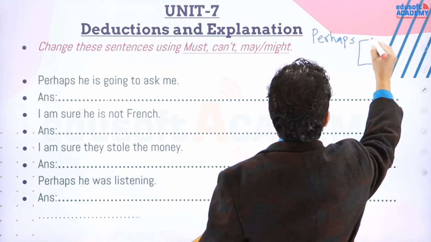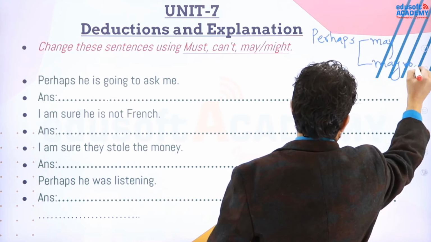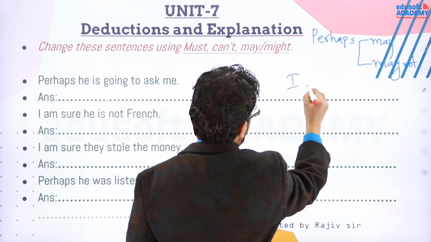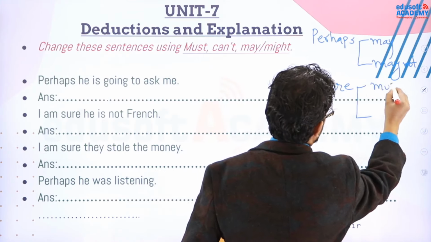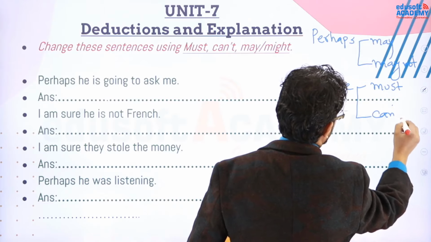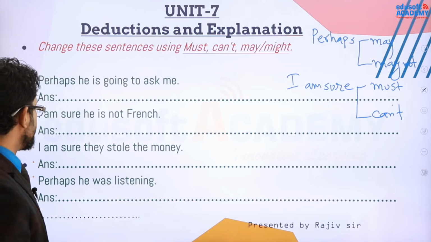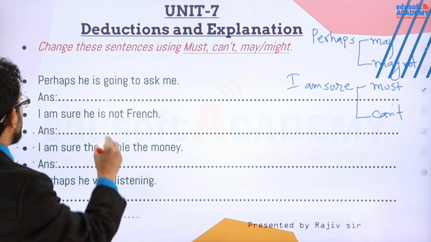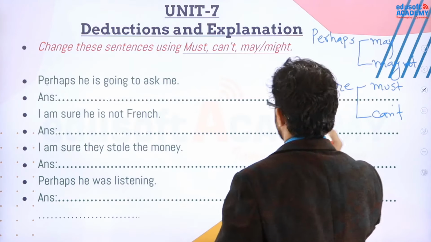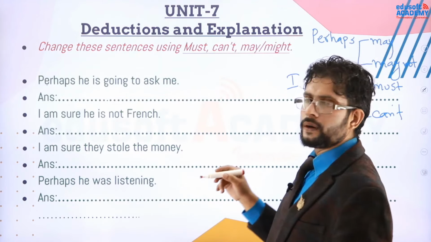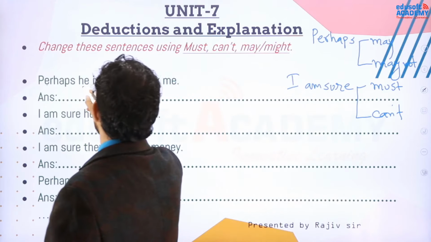have two options, either may or may not. If there is I am sure, you have two options, either must or can't. Now look at over here. You can easily understand in this way. Now after perhaps, if the sentence begins with perhaps, we have two options, either may or may not. This may or may not depends upon the sentence, which is positive or negative one.